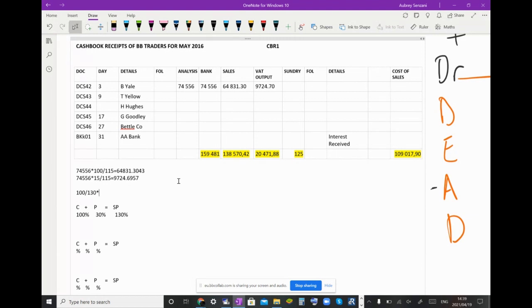So we take this 64,831.30, and then we get the 49,000. Let me just try and paste this. Then I plug that into cost of sales. All right, and done. We recorded the first transaction. Then we move on to the next CRJ transaction.